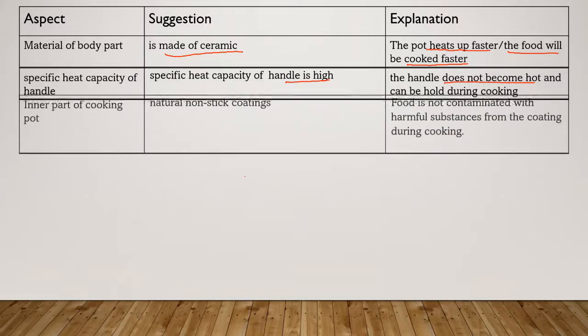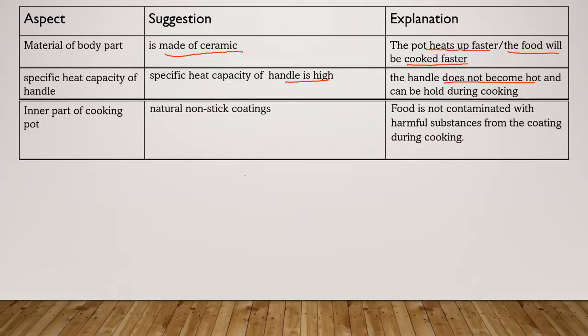Okay, next, inner part of cooking pot, bahagian dalam itu. Bahagian dalam, tempat yang kamu letak makanan itu. Natural non-stick coating. Kita ambil yang tidak melekat secara semula jadi. Food is not contaminated with harmful substance from the coating during cooking. Maksudnya kita tak nak makanan kita ni tercemar oleh bahan-bahan yang berbahaya daripada salutan semasa kita memasak tadi.